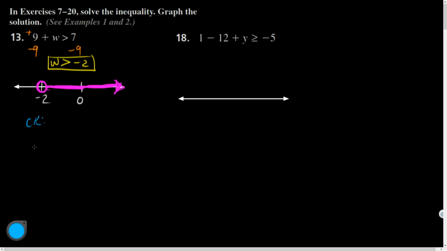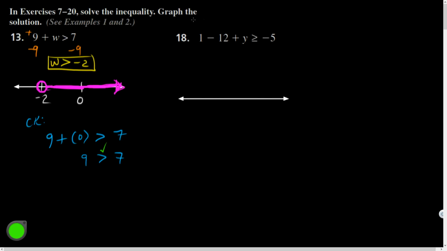You didn't have to check these last night, but notice that if I plug in 0 for W, is 9 plus 0 greater than 7? Is 9 greater than 7? Is that true? Cha-ching. It is true, and therefore I must have shaded in the correct direction.